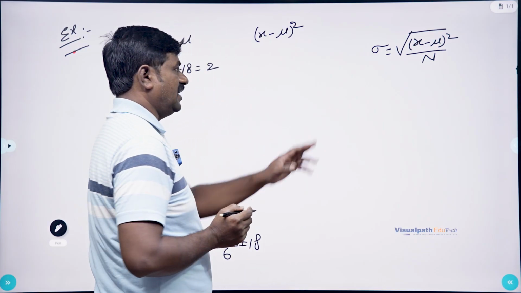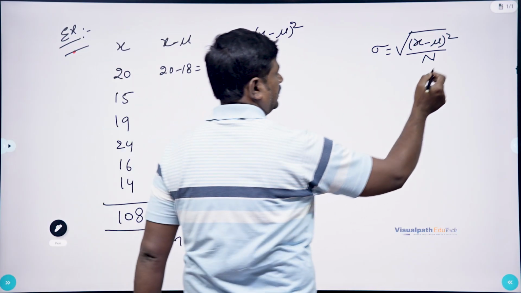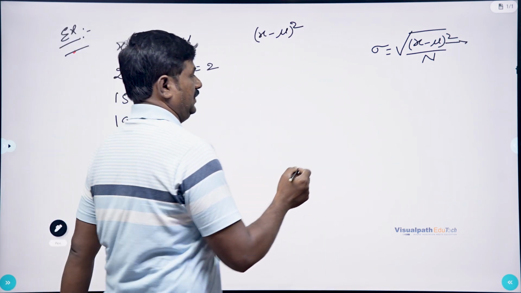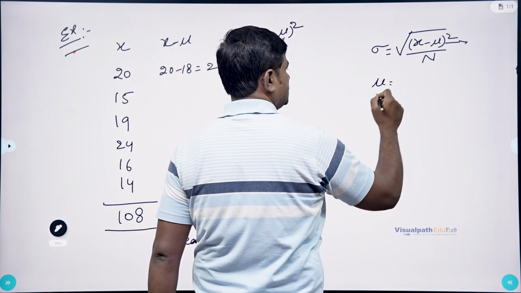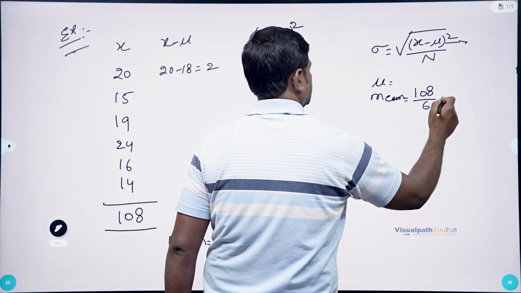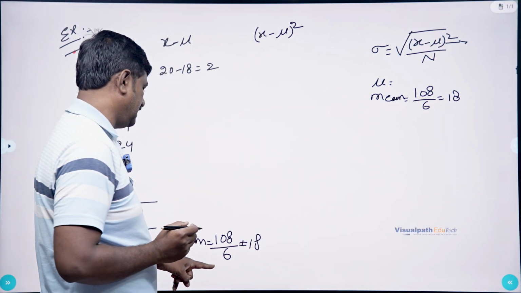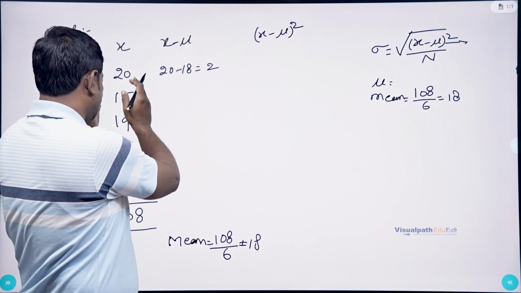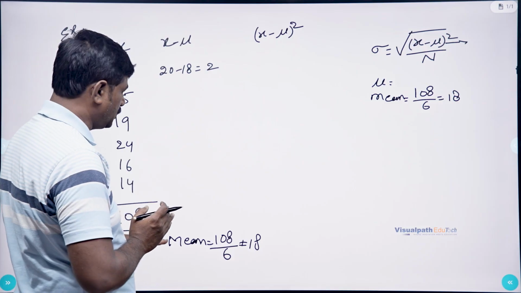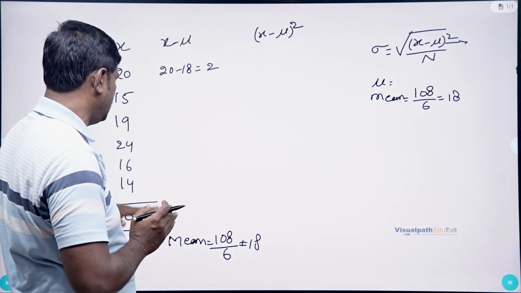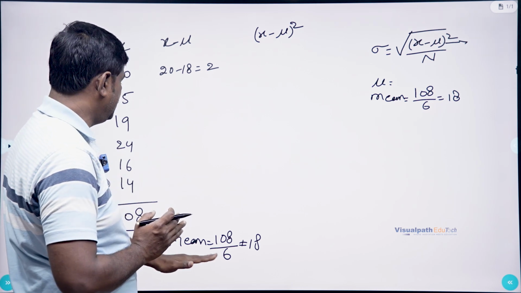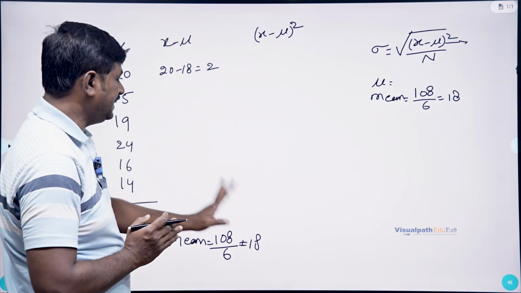To calculate this formula, first we have to calculate x minus mu, and for that we first need the value of mu, which is the mean. Mean is the total of the observations divided by the number of items. So the total is 20 plus 15 plus 19 plus 24 plus 16 plus 14, which is 108. The mean is 108 divided by 6, which equals 18.